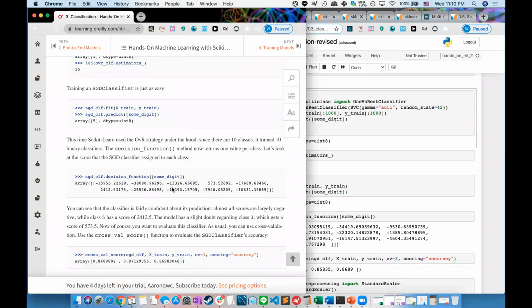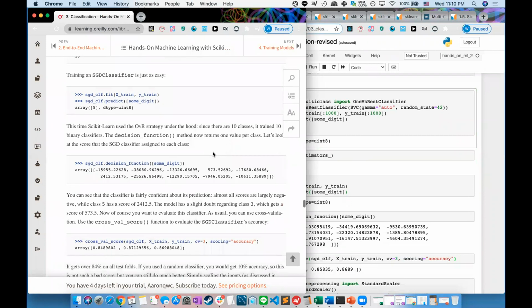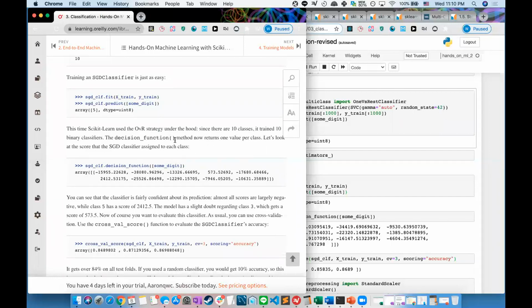Cool, so let's keep reading. This time, scikit-learn used the OVR strategy under the hood. Since there are 10 classes, it trained 10 binary classifiers. I think it was using OVO by default, but you can force it to use OVR. Now, since there are 10 classes, it trained just 10 binary classifiers instead of 45 binary classifiers.